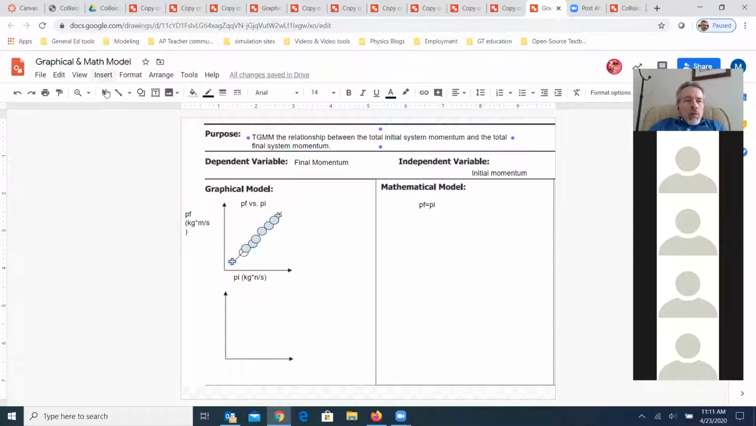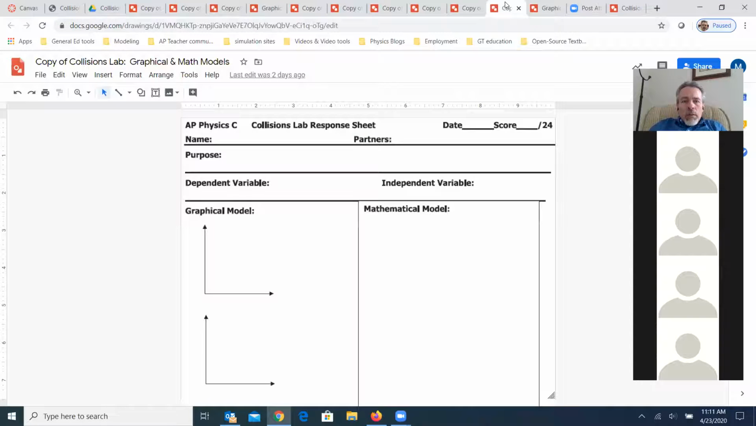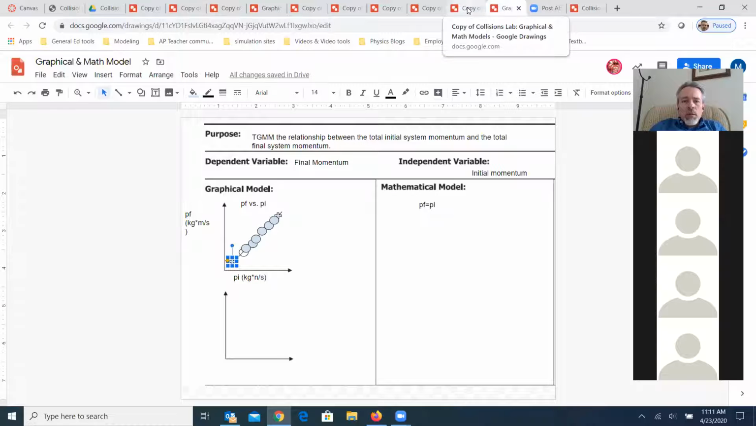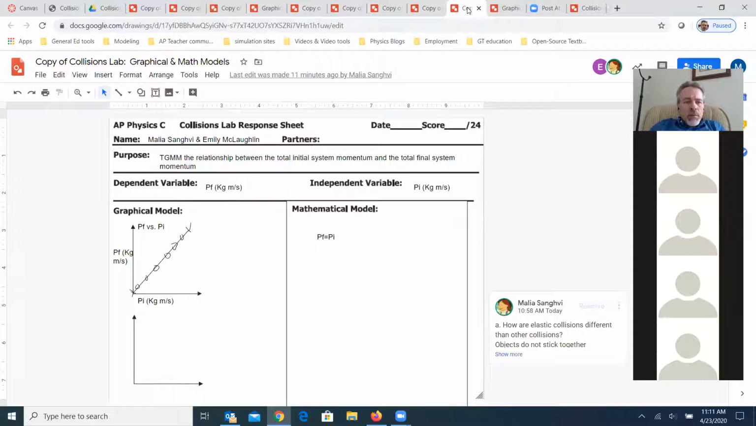Okay, so let me go around to all the other whiteboards. I don't know whose group this is, so they're still working on it, or maybe they didn't come. This is Malia's and Emily's, I think. Yes, okay. So they also have a direct relationship.